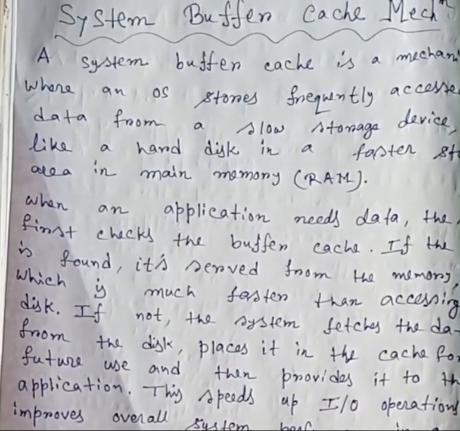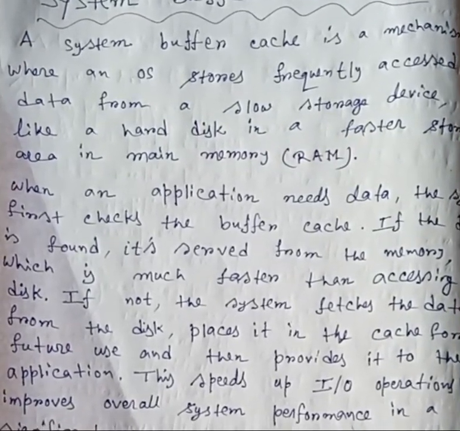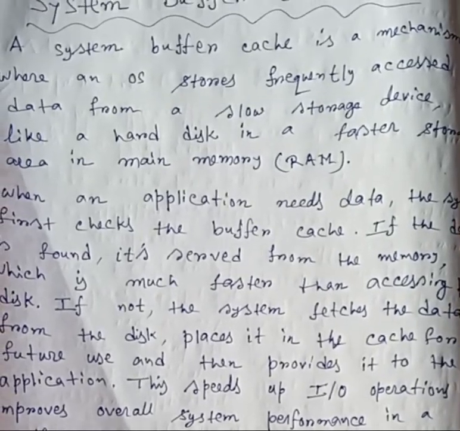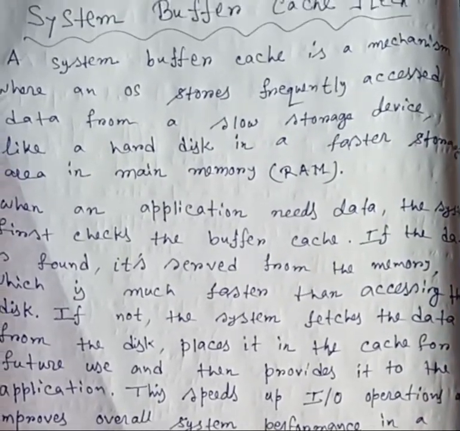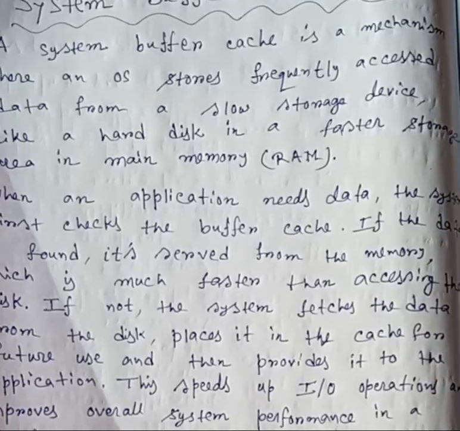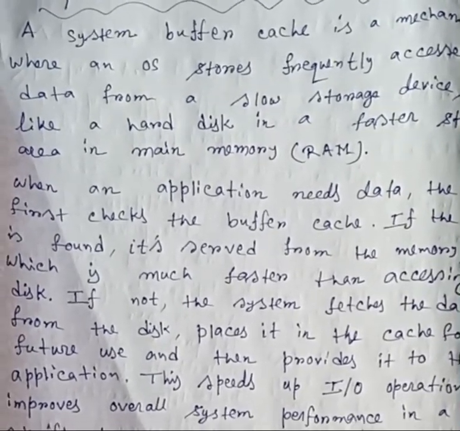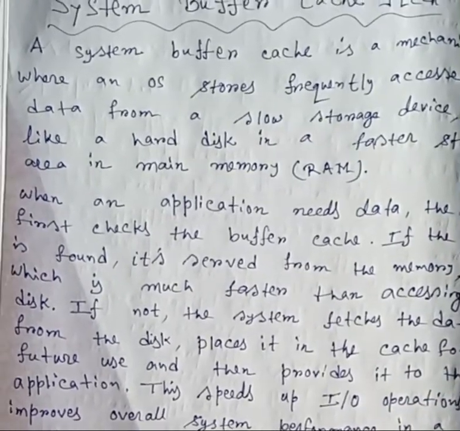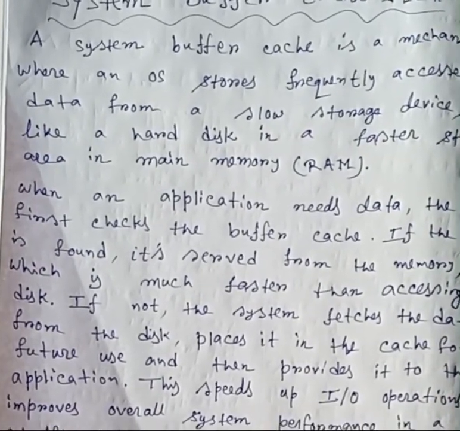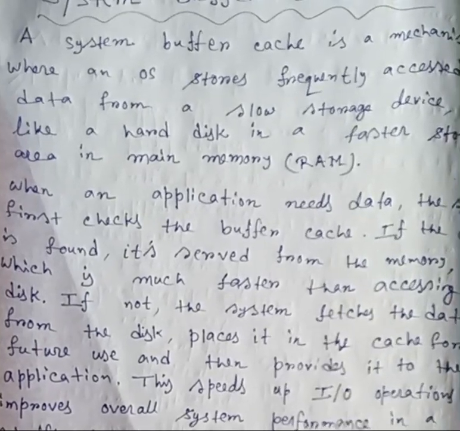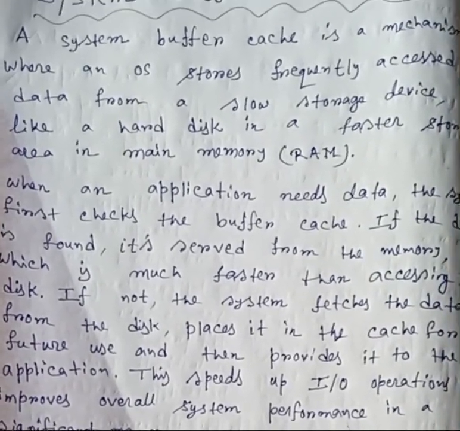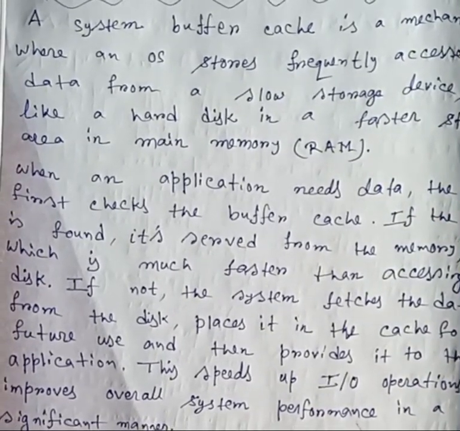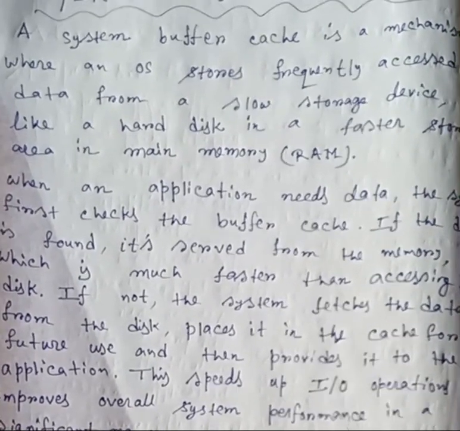So it's like when I'm reading for my final exam and I need the important topic on page 50, first I will open the book and try to find out if it's folded or not. If it's folded, if it is found, it's served from memory, which is much faster than accessing the disk. But if it is not found, the system fetches the data from disk, places it in the cache for future use, and then provides it to the application, which speeds up input-output operations and improves overall system performance in a significant manner.